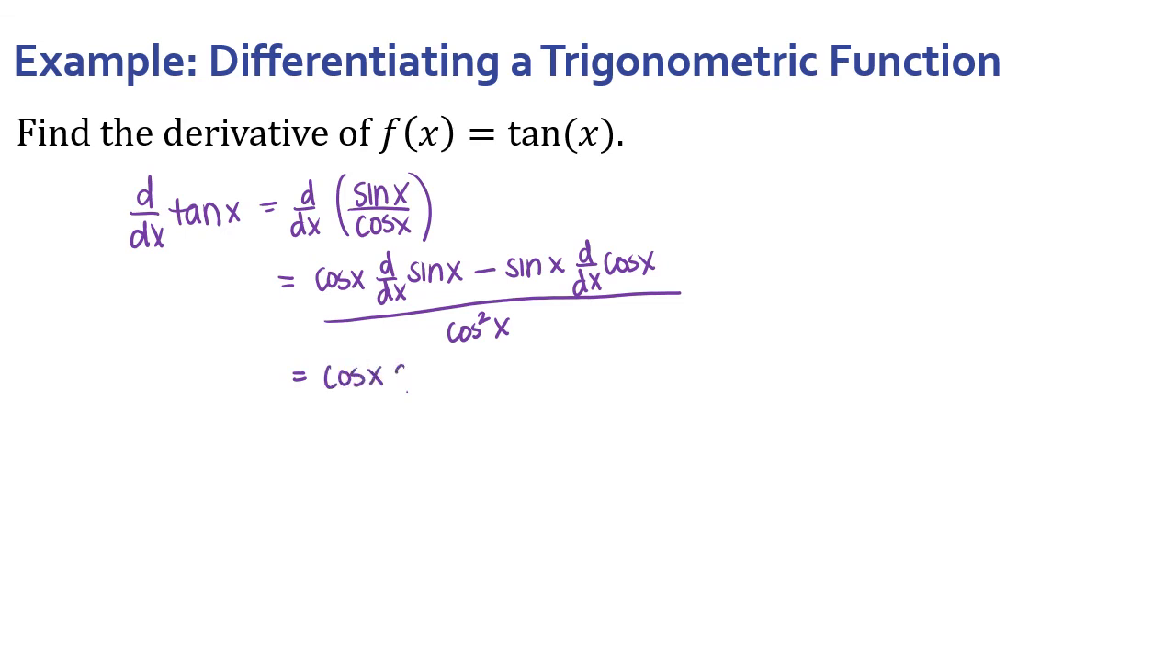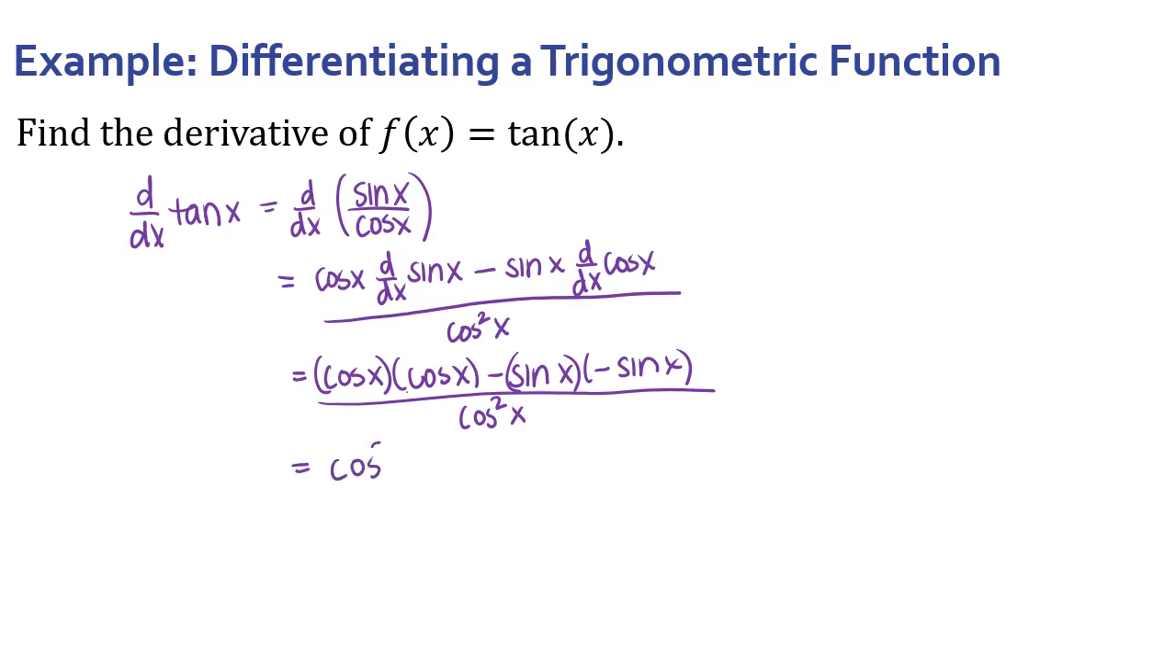So this gives us cosine of x. The derivative of sine of x is cosine of x, minus sine of x. The derivative of cosine of x is negative sine of x. And then again, that's all over cosine squared of x. So this becomes cosine squared x plus, because minus times a negative turns that into a positive, sine squared x, all over cosine squared x.